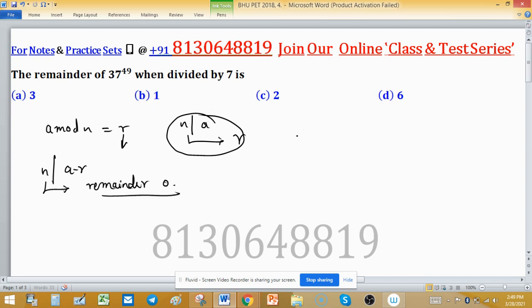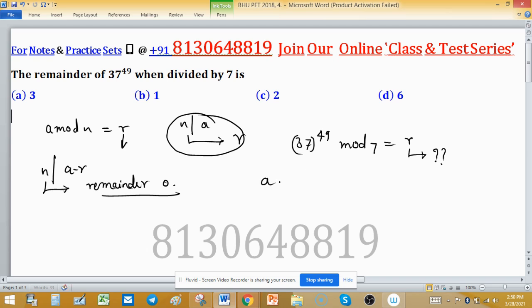So we will apply congruence modulo here, when 37 raised to the power 49 is divided by 7, or mod 7. So what is the remainder, meaning the value of b or sometimes r? We need to find this value. What is r?